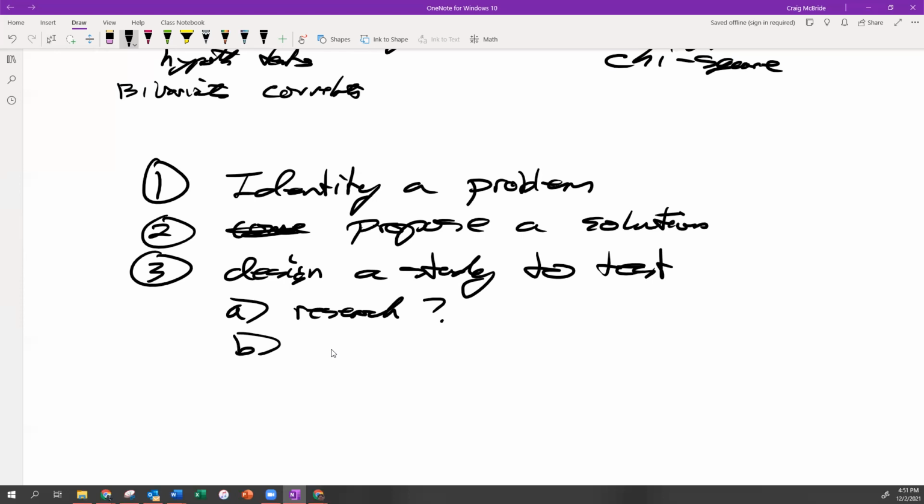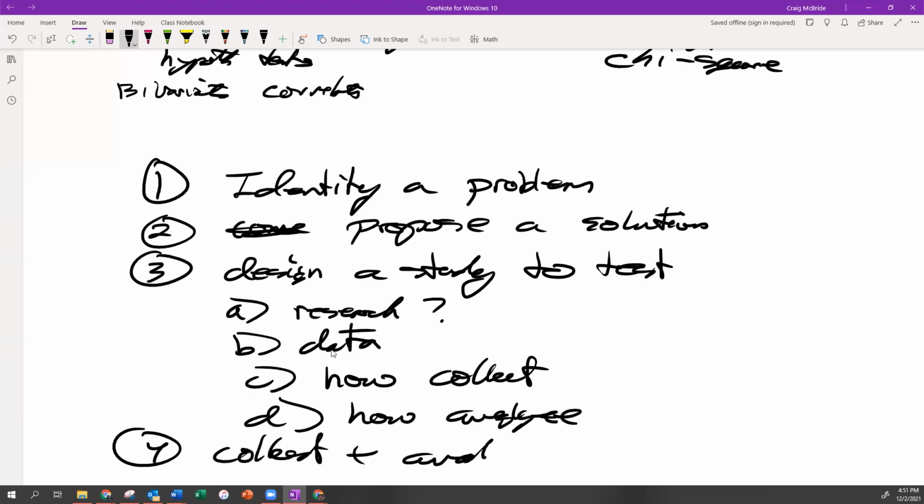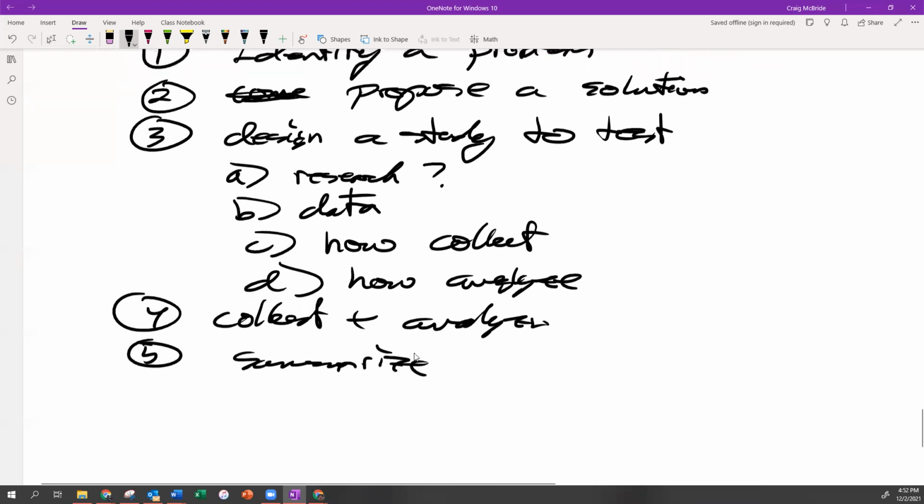You come up with the data that you need. You come up with how to collect it. And then you come up with how to analyze it. Then what do you do? You collect and analyze. All right. And then after you analyze it, you summarize it. Summarize. And those are basically your chapters, right?